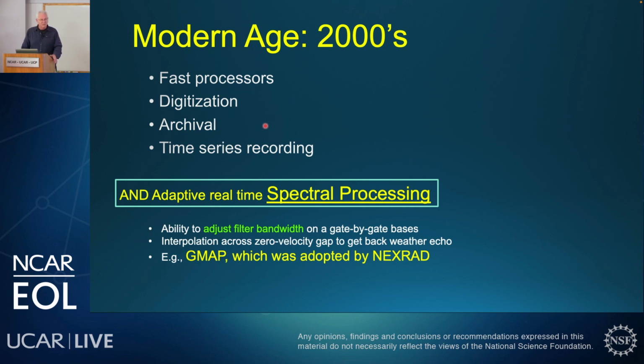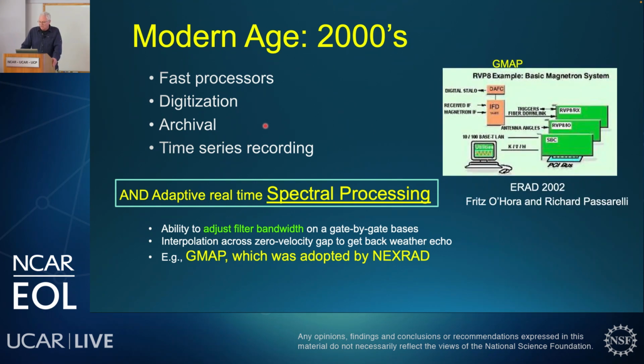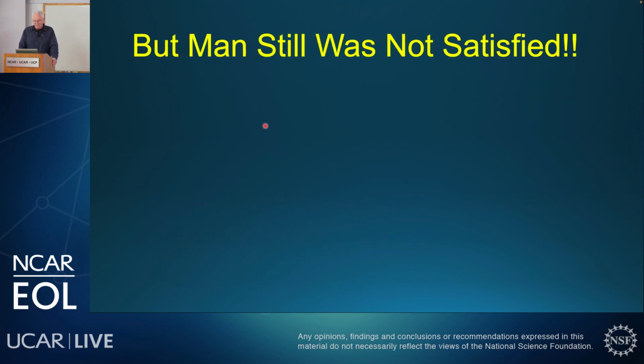And so the filter that the National Weather Service used is called GMAP. And in fact, there is a paper from ERAD, the European Radar Meteorology Conference from 2002, that describes GMAP and is much referenced, and the authors are Fritz O'Hara and Richard Passarelli, who manufactured and sold the SIGMET signal processor to the Weather Service. And so life was good. Hey, we could do all this spectral processing in real time, and we had adjustable bandwidth. We could reduce the biases of the weather signal, and so pretty much people were happy. But man still was not satisfied.